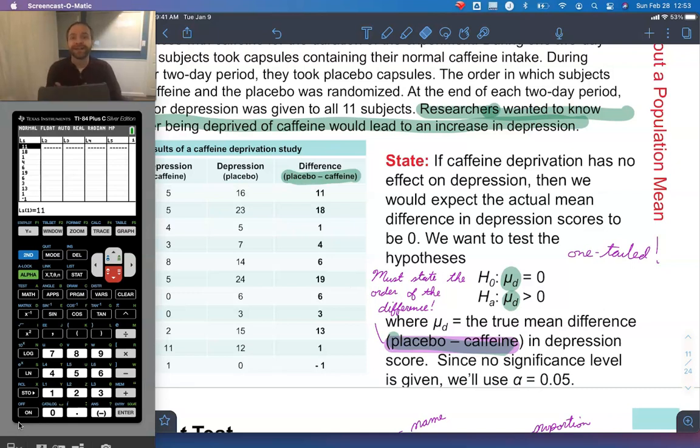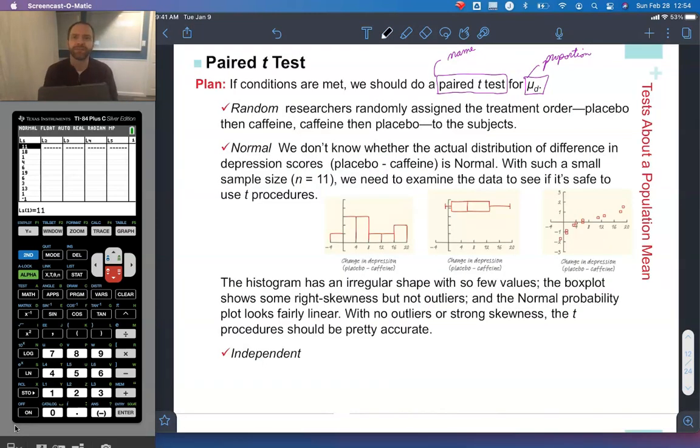And then you define it. In this case, since you're dealing with paired data and you're looking at the difference, it's mu sub d, the mean of the differences for this one. And you state the order that you subtract. All right, so now moving on to the plan step. Well, you better name the test that you're doing. And so in this case, if conditions are met, we are going to do a paired t-test for mu sub d. So that's a quick way of writing it. But notice we have the name, and we have the symbol. Because remember, even in this chapter, you dealt with proportions and you dealt with means. So you always need to state which one you're dealing with. In this case, mu sub d.